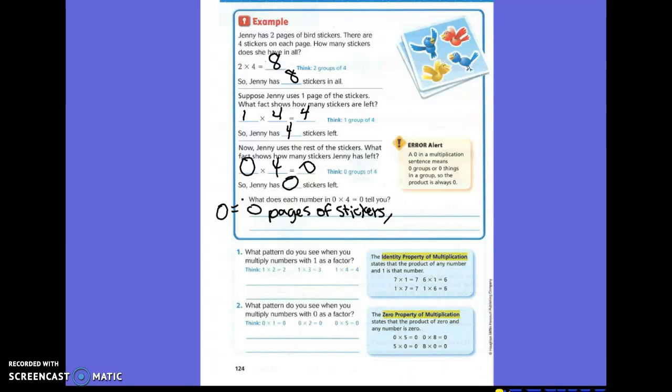It's on your paper several times on your paper. Okay, what does the 4 mean in 0 times 4? 4 means what? What does 4 mean? 4 stickers. Okay, 4 means there used to be 4 stickers on each page.